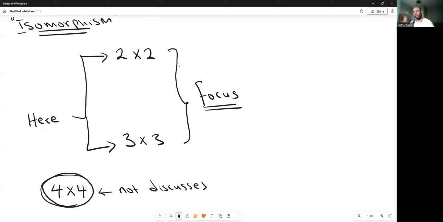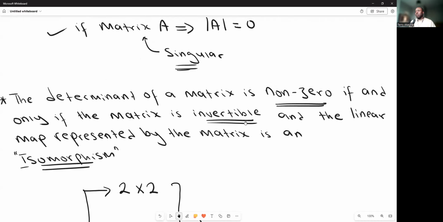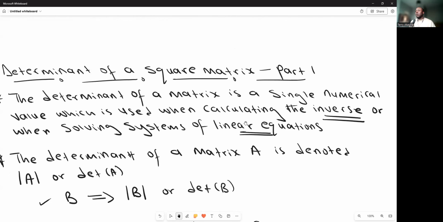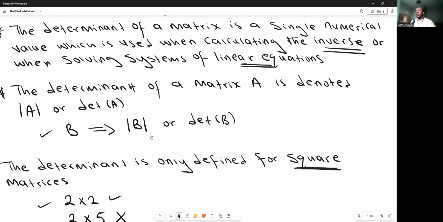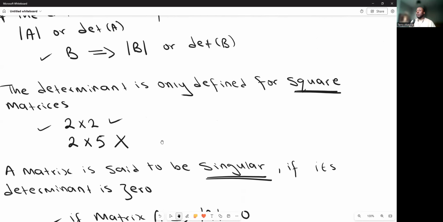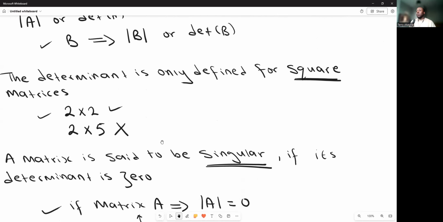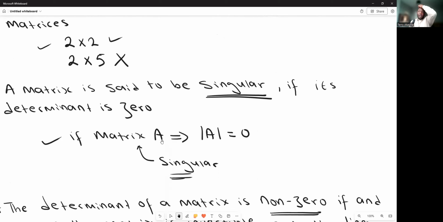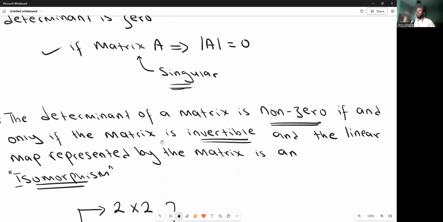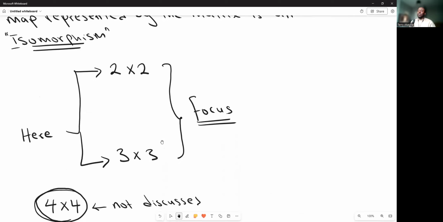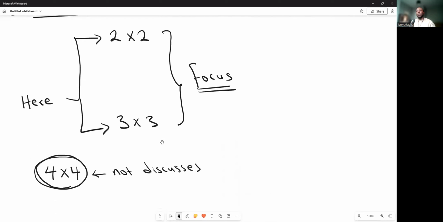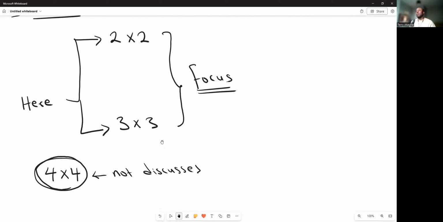So don't forget how we denote a determinant is very important. We denote it by using the absolute value sign. And also we have a square matrix, like a 2 by 2. A square matrix is a matrix that has the same number of rows and columns. And if a matrix is said to be singular, it means the determinant is 0, okay? And we're going to focus on the 2 by 2 and the 3 by 3, but you can also read up on the 4 by 4 matrix.